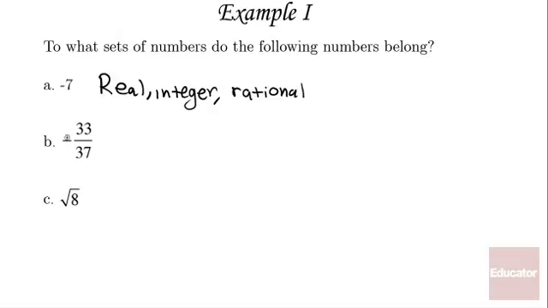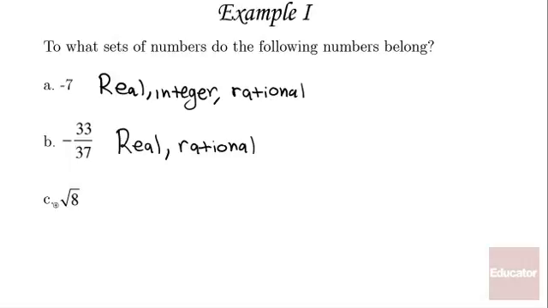Here I have a fraction, and it's negative. -33/37. Is it a real number? Yes, it is a real number. Is it a rational number? Yes, I know it's a rational number because it's being expressed as a fraction. Thinking at my other groupings, is it an integer? No, it's not, because it's not like -4, -3, -2, 0, 1, 2. It's not, therefore, an integer. Nor is it a natural number or a whole number.